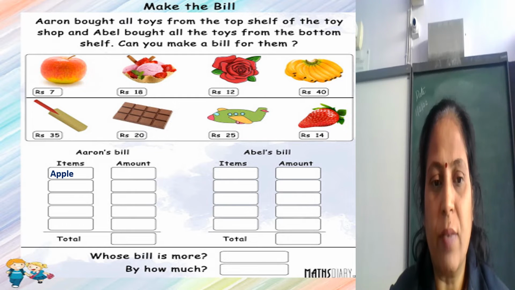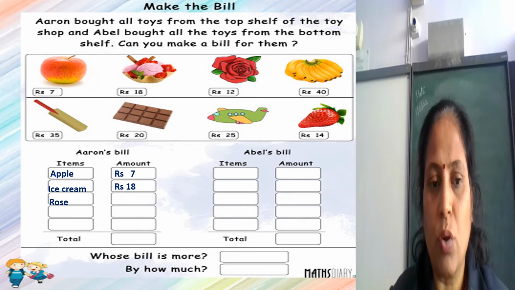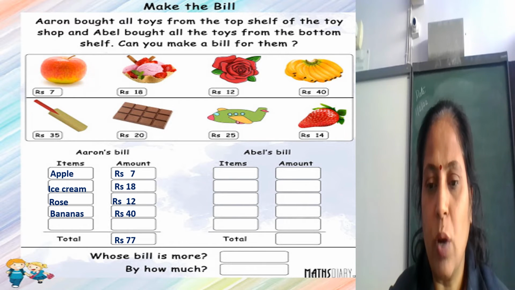First item he purchased, that was apple, whose cost is rupees 7. Then he purchased ice cream, whose cost is rupees 18. Then rose, whose cost is 12 rupees. Then bananas, that is of rupees 40. Now when you will add all the items, you will get rupees 77. So Aaron spent 77 rupees for the items he purchased, all the toys.